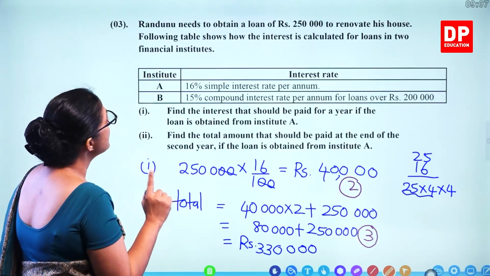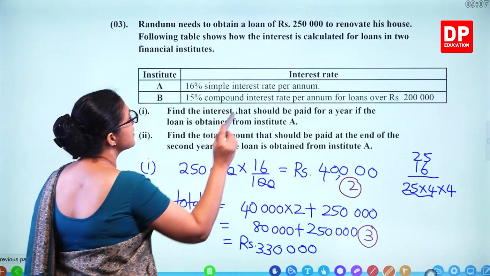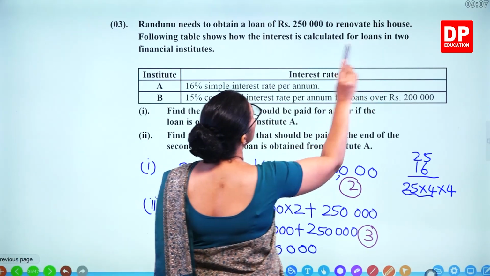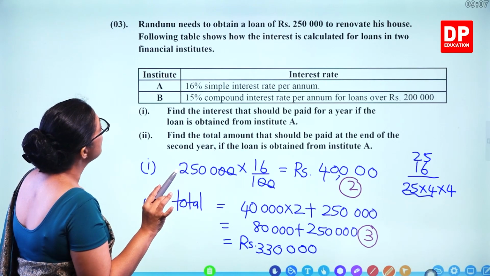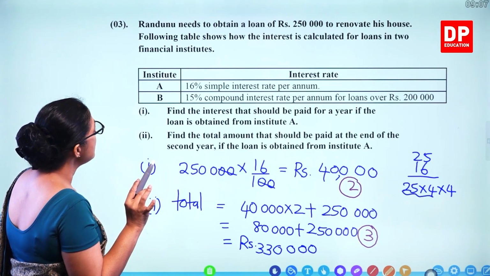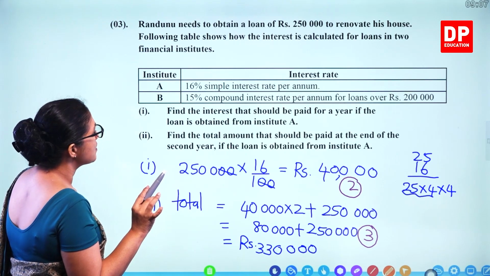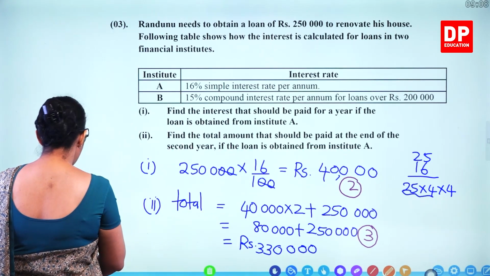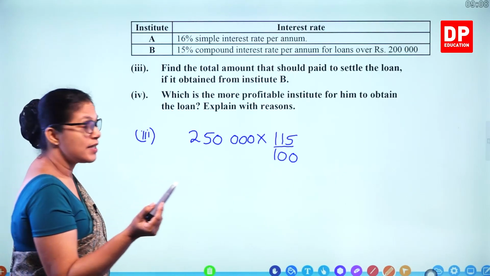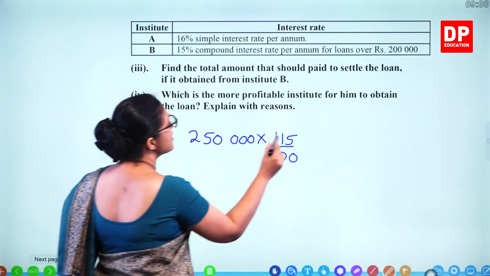Is it for 2 years? You have to read it carefully. It mentions 2 financial institutes, but not whether it's 2 years. But this is obtained from Institute A for 2 years, so we'll do that for 2 years as well.